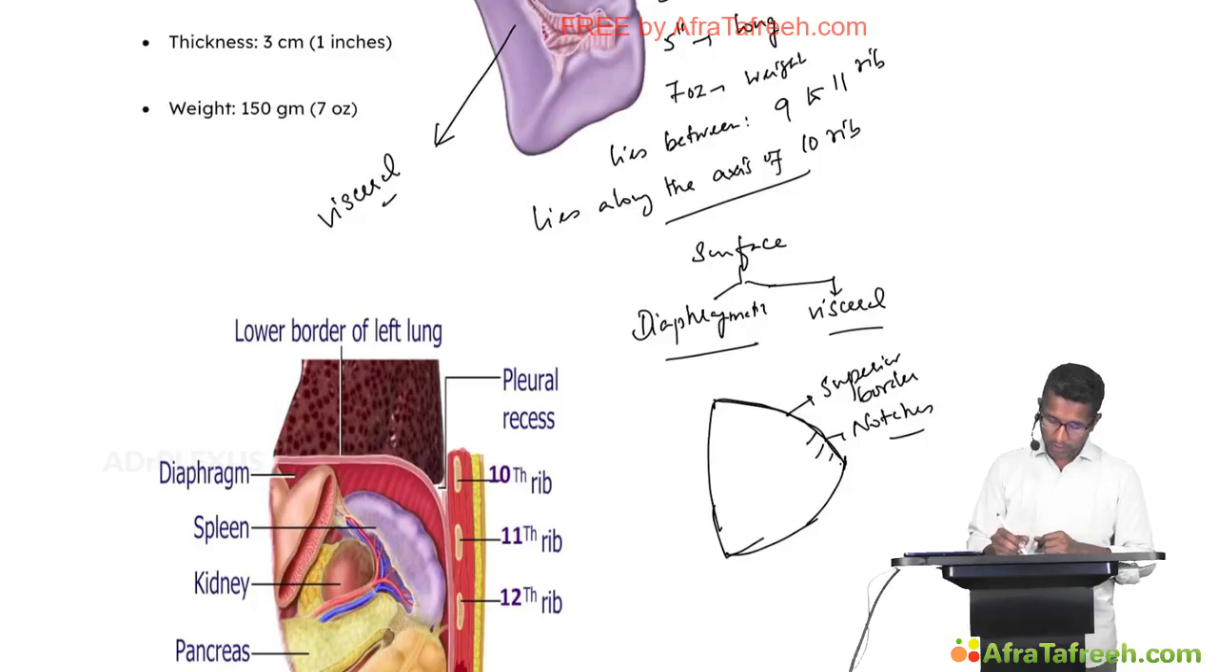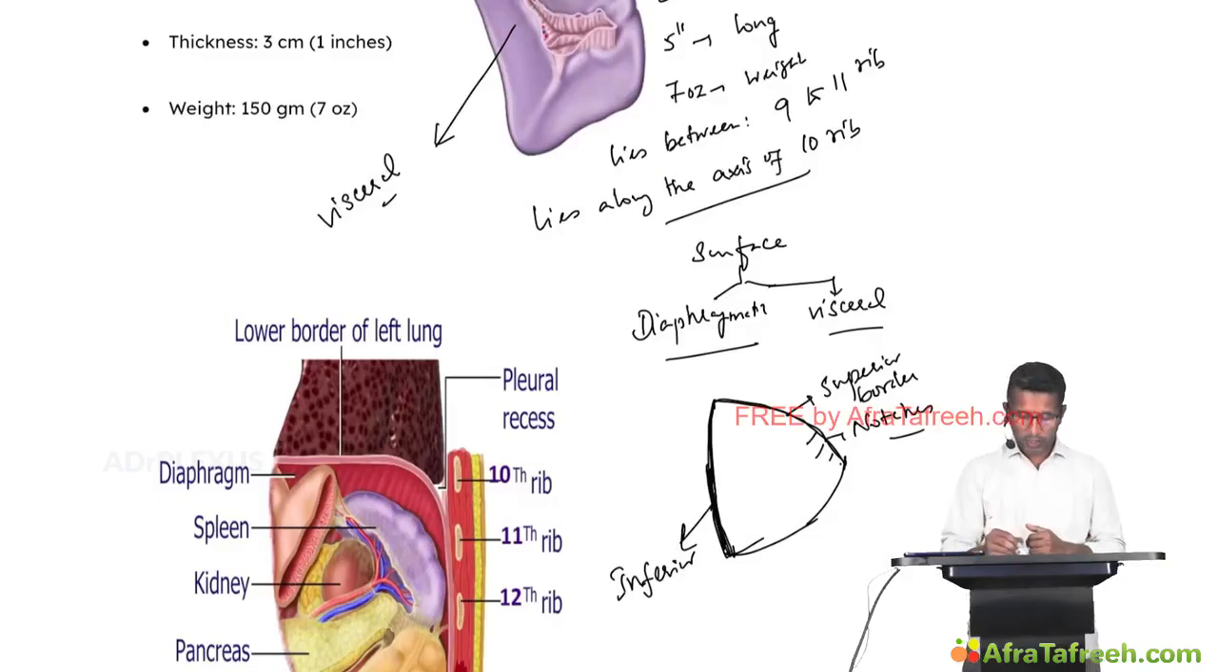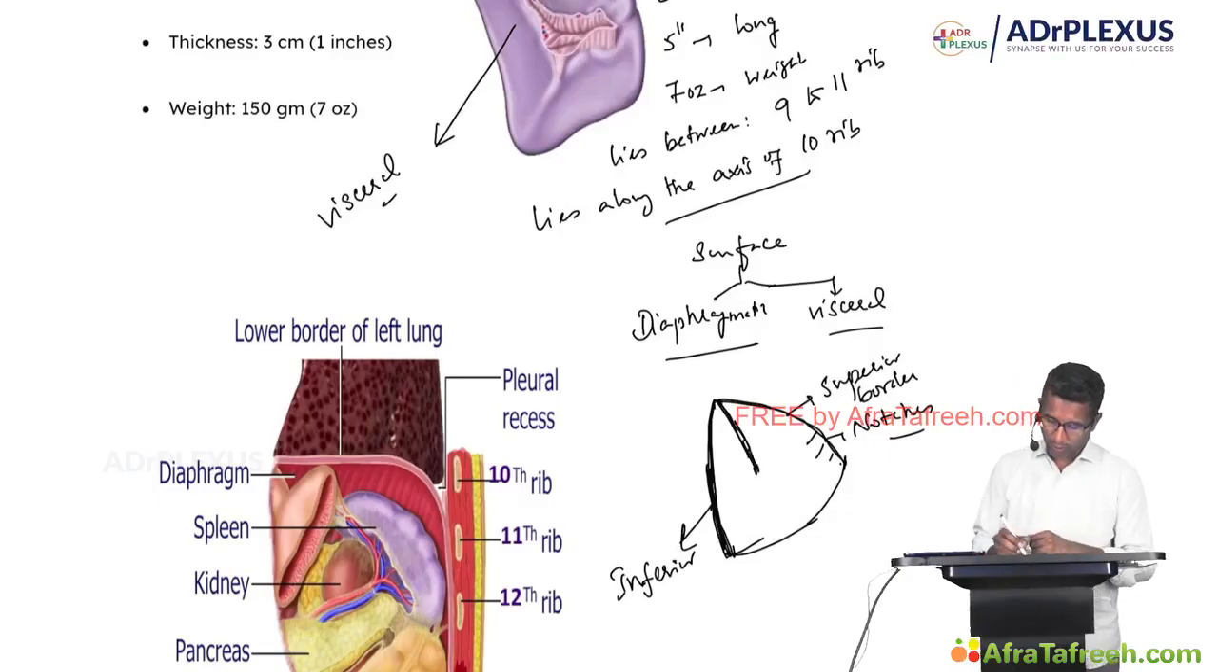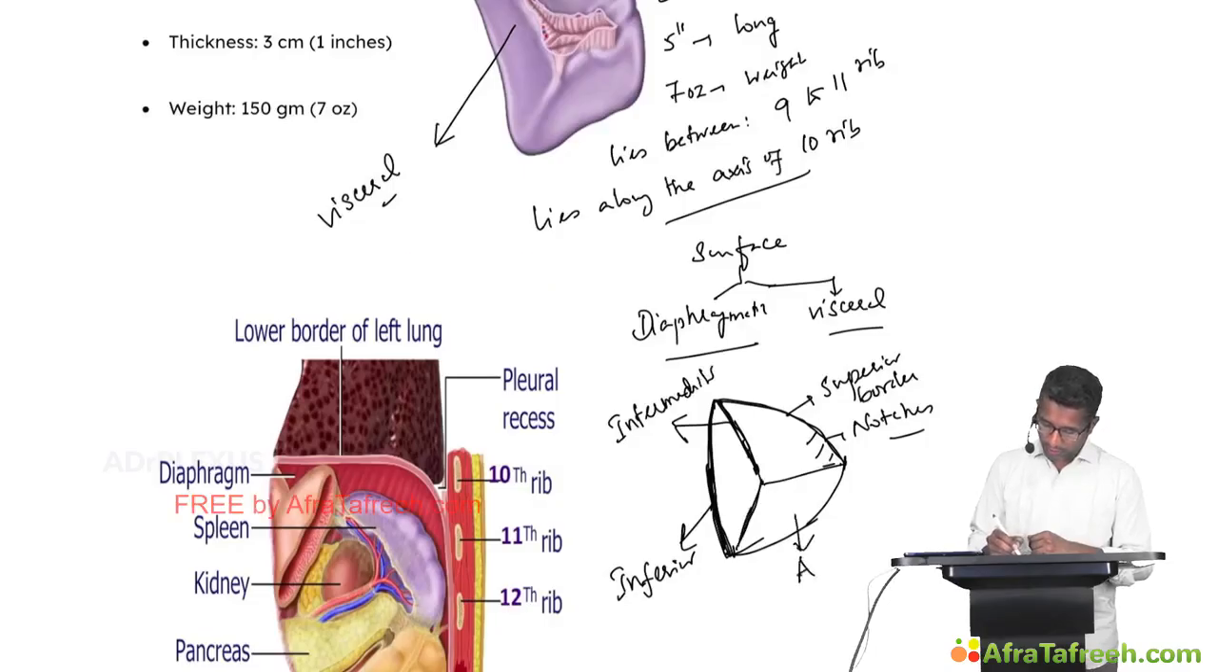And there is a border seen here. This border is called the inferior border. In between these two borders runs this border, which is called the intermediate border. This intermediate border divides into two, and this forms the anterior end of the spleen. This is called the anterior end of the spleen.